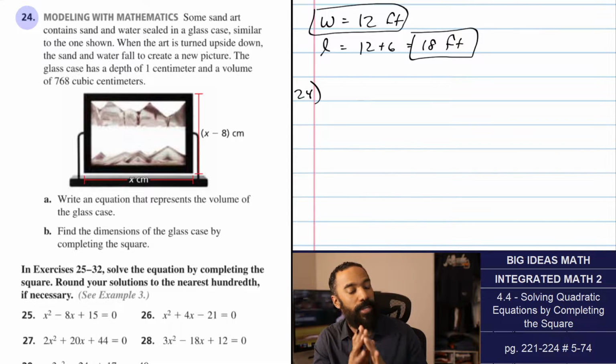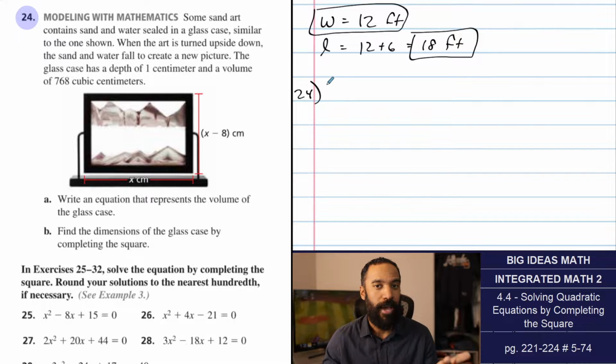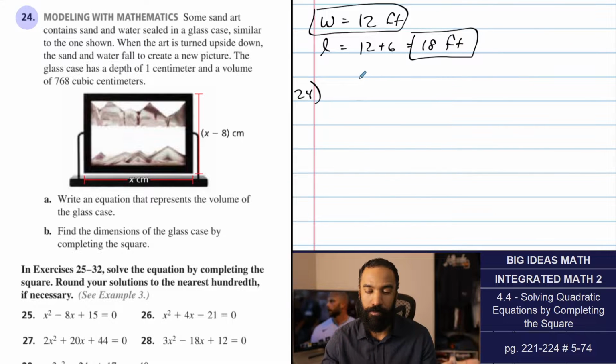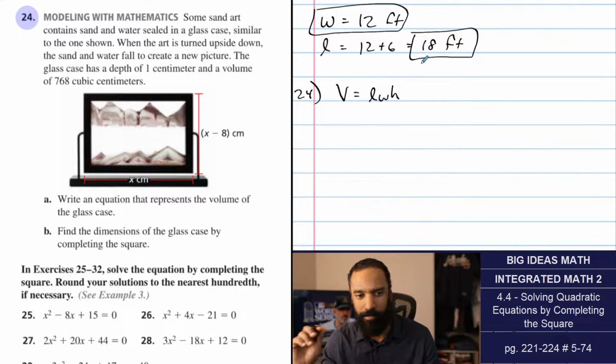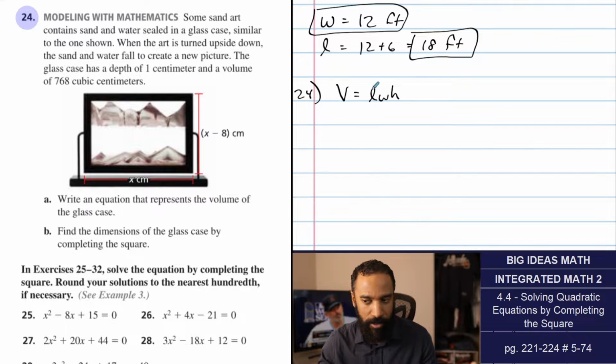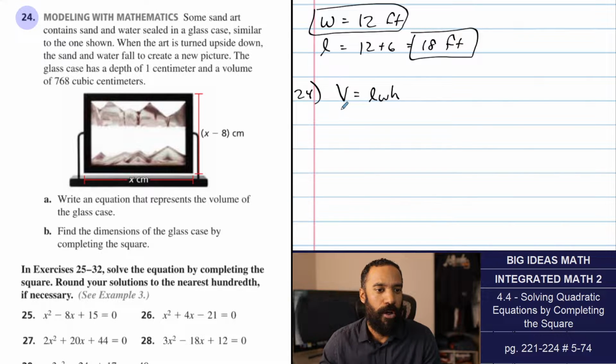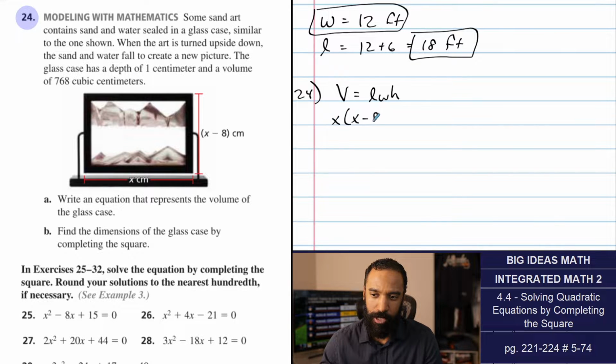Now, if the depth is 1 centimeter, multiplying by 1 doesn't change the value, which, cool. That's very helpful for us. But volume is still length times width times height. In this case, the height might be our depth or whatever times depth. So with the volume being 768, we can multiply x times x minus 8.